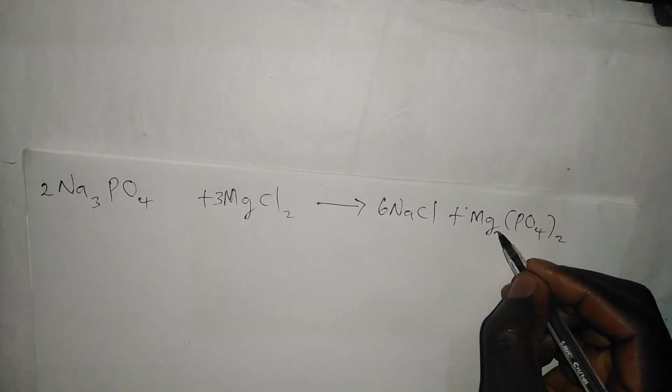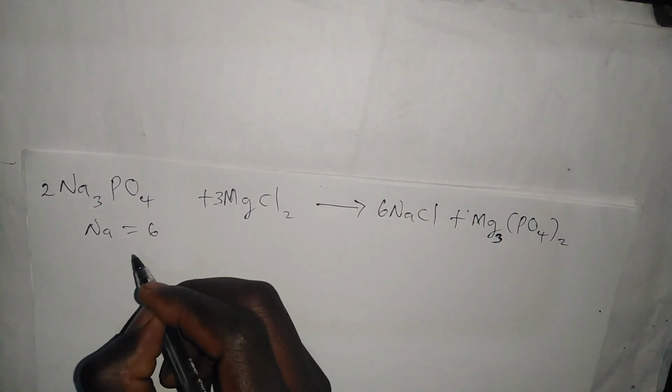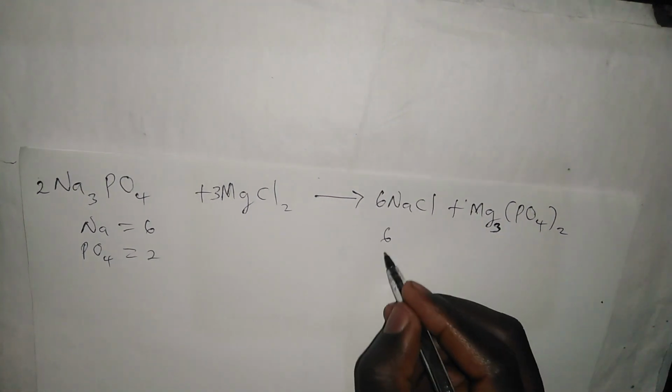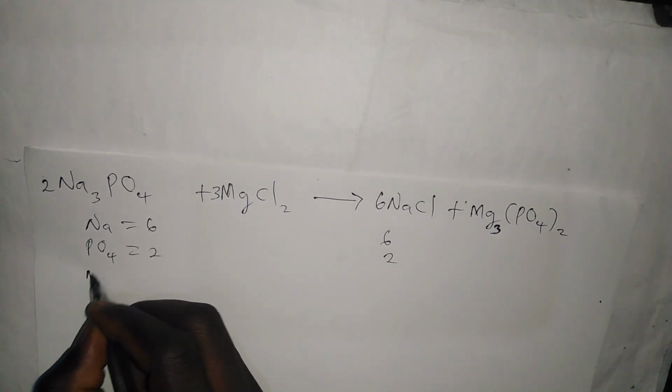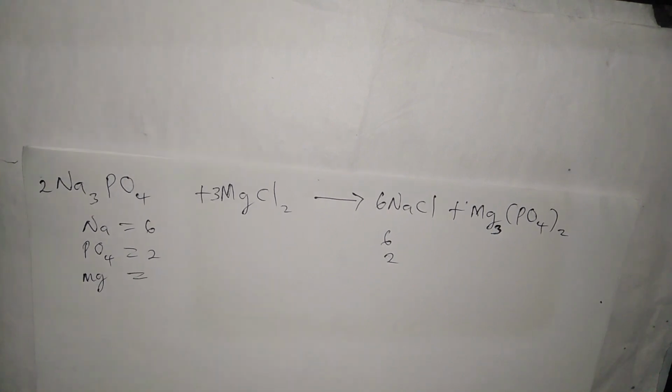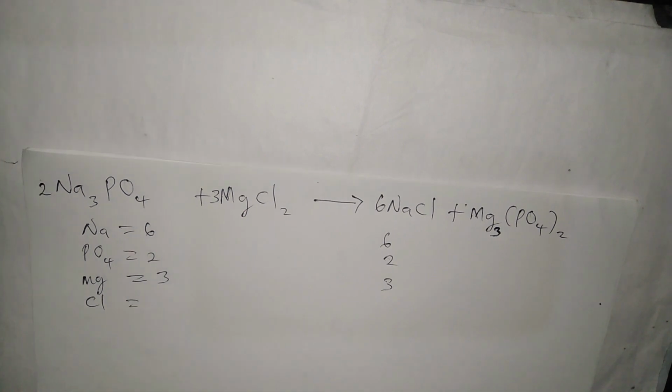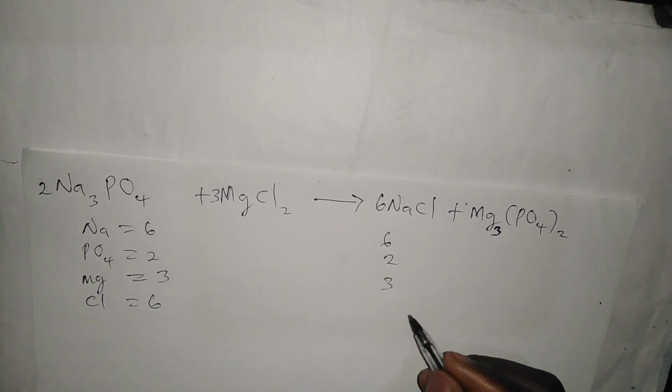So let's balance the magnesium. We have 3 magnesium here. So our equation is effectively balanced. But let's check. Sodium: we have 6 sodium here, we have 6 sodium here. Phosphate: we have 2 phosphate here, we have 2 phosphate here. Magnesium: we have 3 magnesium here, we have 3 magnesium here. Chlorine: we have 6 chlorine here, we have 6 chlorine here.